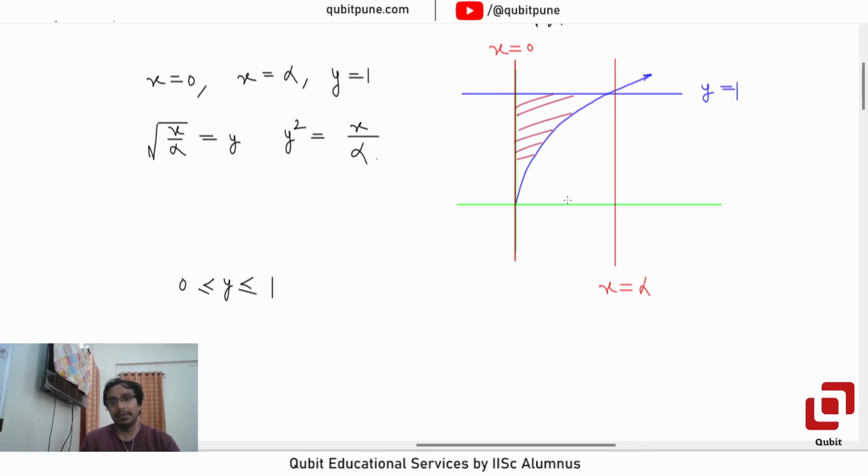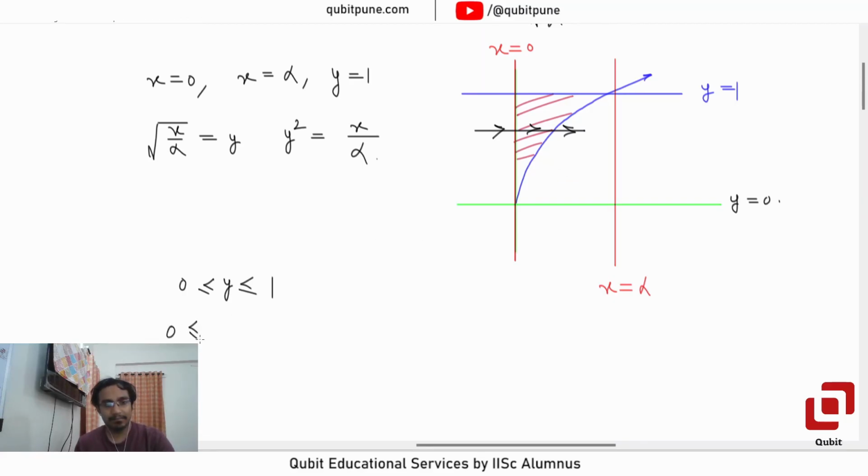Limits on y are 0 and 1 clearly, because this is y equal to 0. Now what are the limits on x? To find the limits on x, we draw a line, or we imagine a strip like this. Where does it first intersect or meet our region?